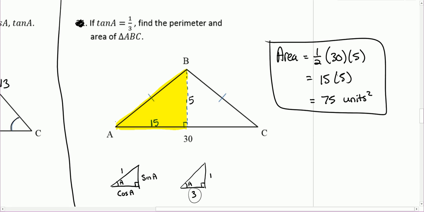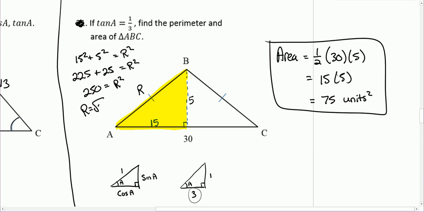Now for the perimeter, we're going to have to find the hypotenuse of this highlighted triangle using the Pythagorean Theorem. So let's call the length r here. So we have 15 squared plus 5 squared is equal to r squared. 15 squared is 225. 5 squared is 25. When you add 225 and 25, you get 250, which is equal to r squared. And then you can take the square root. So r is the square root of 250.